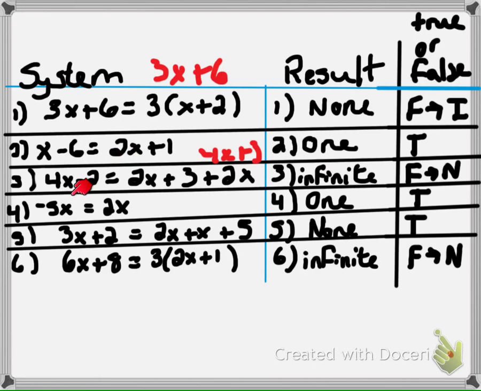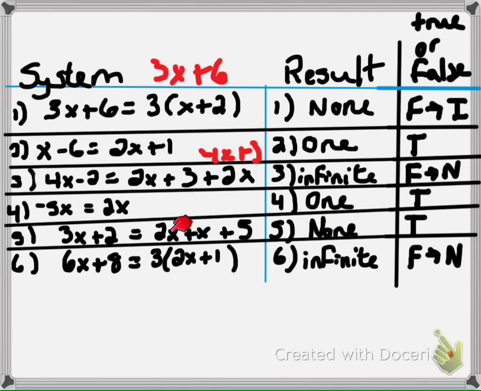On the next one, I can't do any simplifying, so all I have to do is look at it. This and this have a different slope, and because they have different slopes, I know that there's going to be one solution, and that is true.